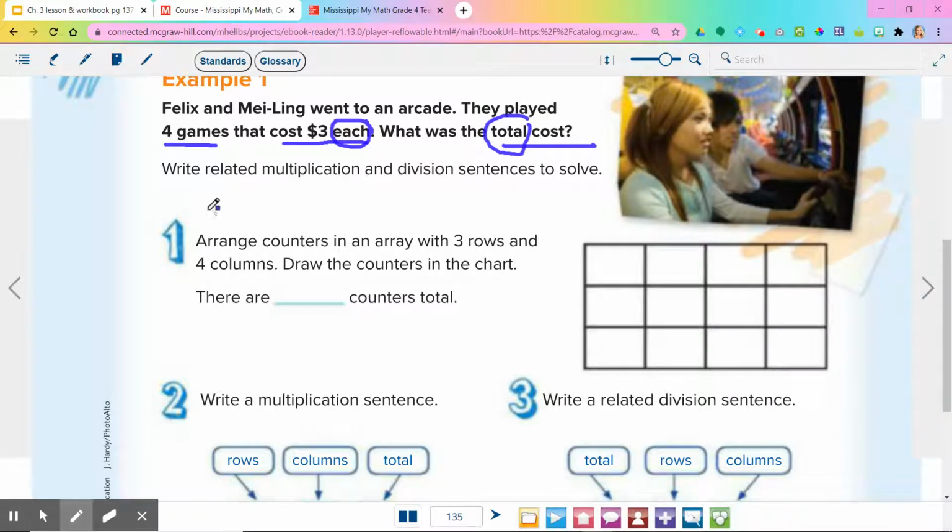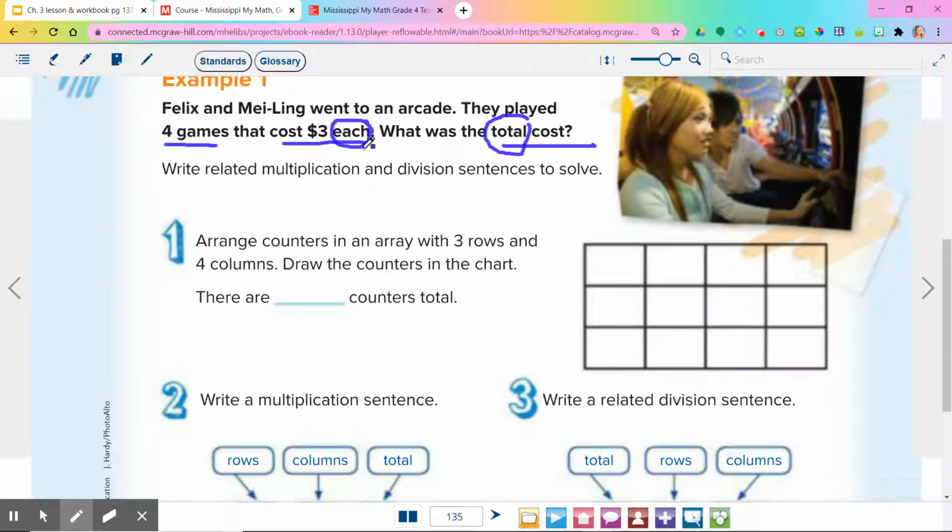So we are thinking about them playing 4 games that cost $3 each. For one game, it's going to cost them $3. For another game, it's going to cost them $3, another $3, and another game, another $3. So we're dealing with equal groups of $3.